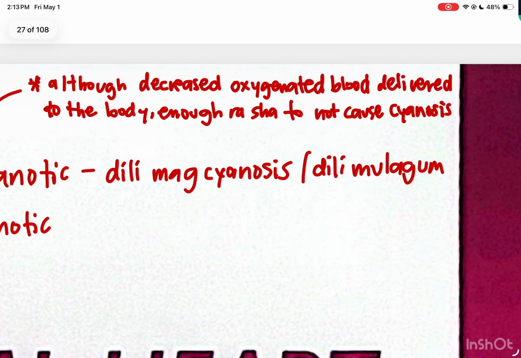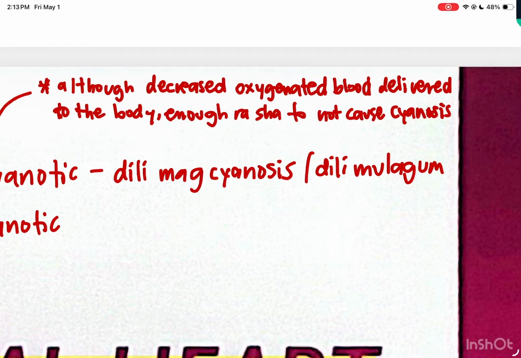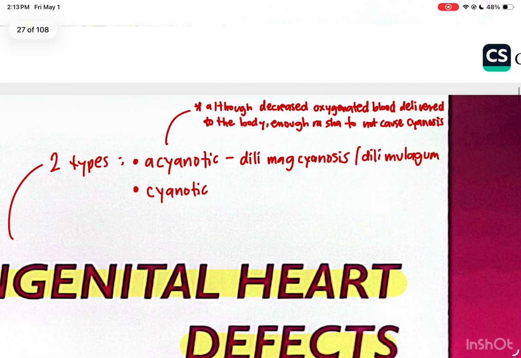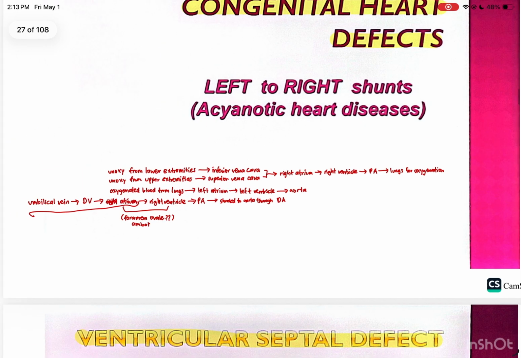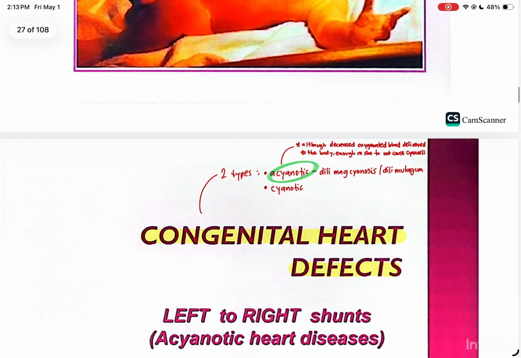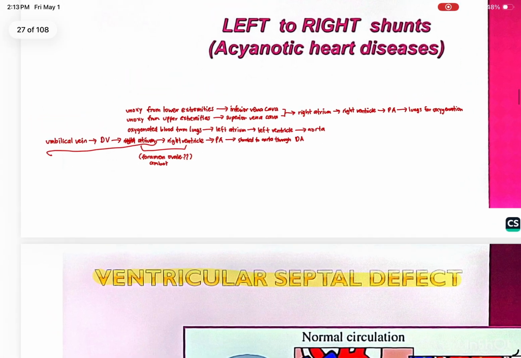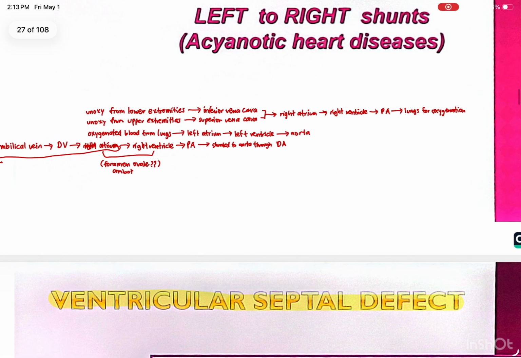Now we go over na jud sa respiratory system and it's been 20 minutes already. I mean sa cardio. So again na breakdown na nato sa ang cardio and it has two types. Although decreased oxygenated blood delivered to the body, enough ra to siya na to cause cyanosis. Acyanotic ang isa. Although decrease ba ang oxygen nga magto sa body.